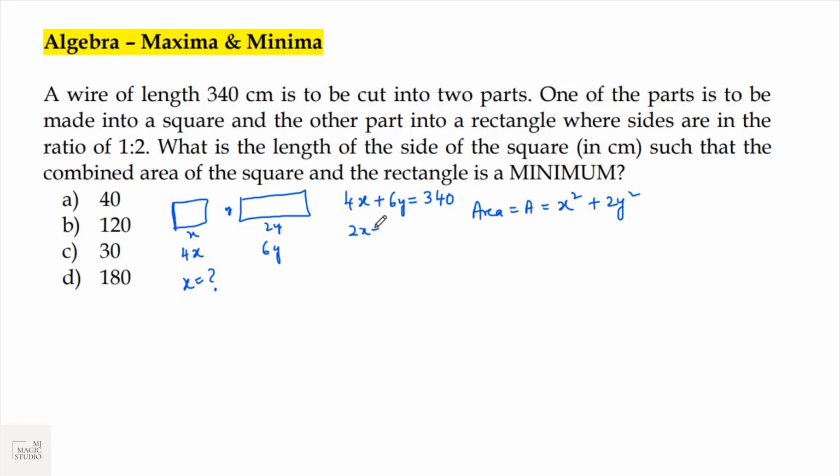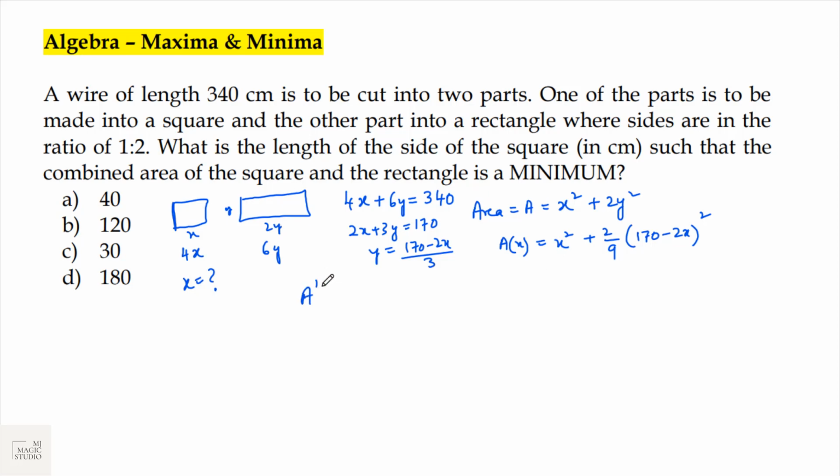So we have 2x plus 3y equals 170. y equals (170 minus 2x) by 3. So the area function in terms of x will become x squared plus 2 by 9 into (170 minus 2x) whole squared. Now our job is to minimize this function and find the value of x for which this function is minimized. We'll use a simple calculus technique.